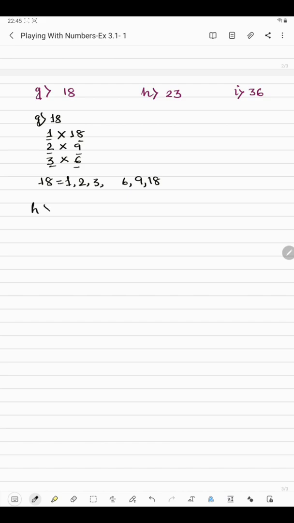Now coming to H part, we have 23. Now 23, if you take 1, 23s are 23. Now after 1, then 2 comes, and 23 cannot be divided by 2, 3, 4. It cannot be divided. Only this number has 2 factors. Okay. So 23 has only 2 factors, which are 1 and 23, because 23 doesn't come in any number's table. Okay. So these are the factors of 23.